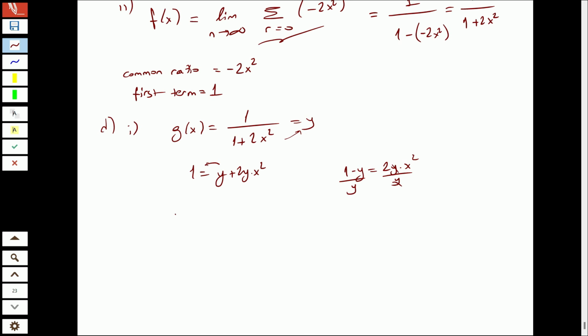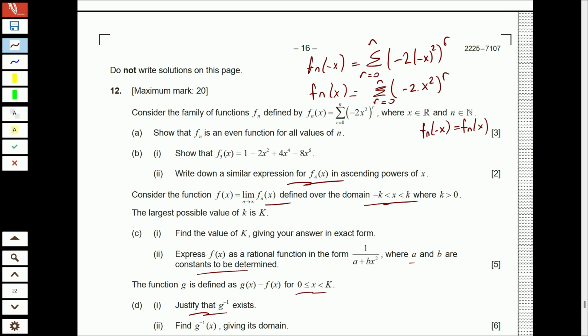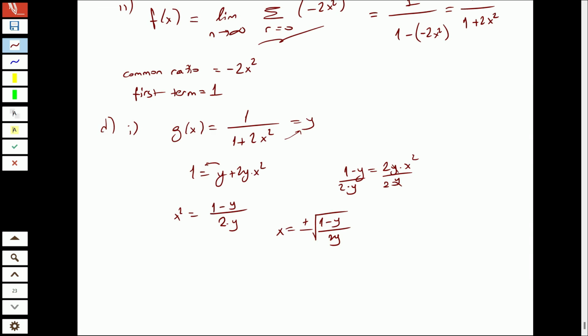From here you can write x squared equals 1 minus y, or you can just divide it by 2y, 1 minus y divided by 2y. So x equals either plus or minus the square root of 1 minus y over 2y, but I know that this x is greater than 0, so I will just choose the positive one, okay? From here we can say that the inverse of g of x equals the square root of 1 minus 6 over 2x.